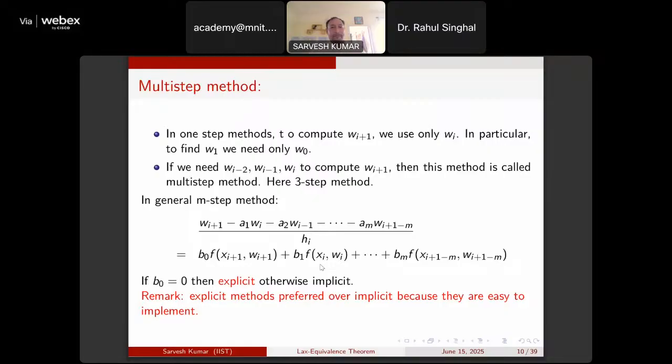Here, this can be a scheme, and a1, a2, b0, b1 are some real numbers. You may think that I can generate some numbers and have the scheme. The answer is yes. But then, given these numbers ai, bi, we have to make sure that the scheme is consistent, stable, and convergent. That's it.